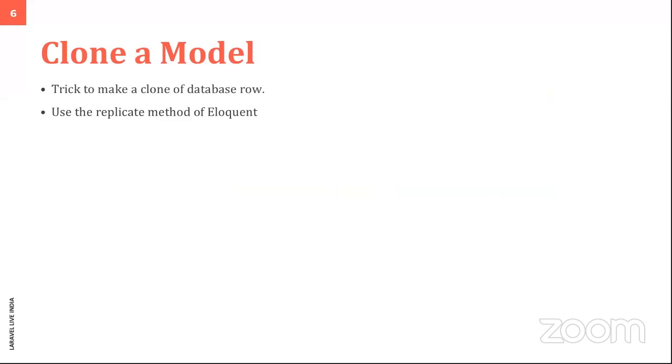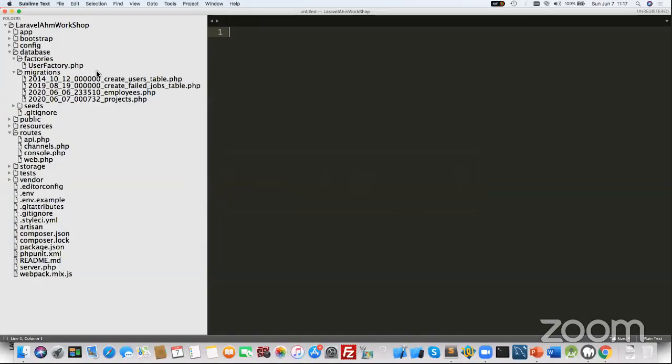Using this trick, you can clone a database row, and for that we have a replicate method available in Eloquent. If we are not using the replicate method, what we normally do is fetch a row from the database, make a new object, assign all the values to that new object, and save it. That's a lot of lines of code. But using the replicate method of Eloquent, it is just one line of code, and you can replicate the row in a database. Let me show you this in an example.